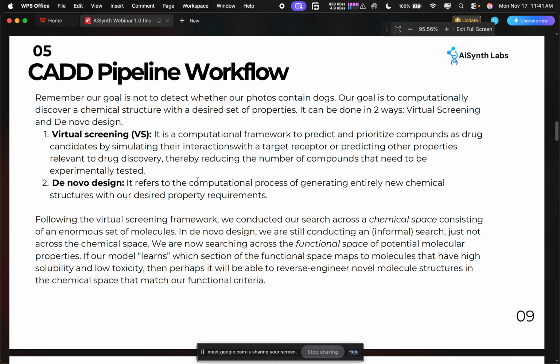So what is the pipeline? What is the workflow of a CAD drug design? There are two ways you can go about it: virtual screening and de novo design. Virtual screening is where we predict and prioritize compounds as drug candidates by simulating their interactions with a target receptor, or predicting other properties relevant to drug discovery.